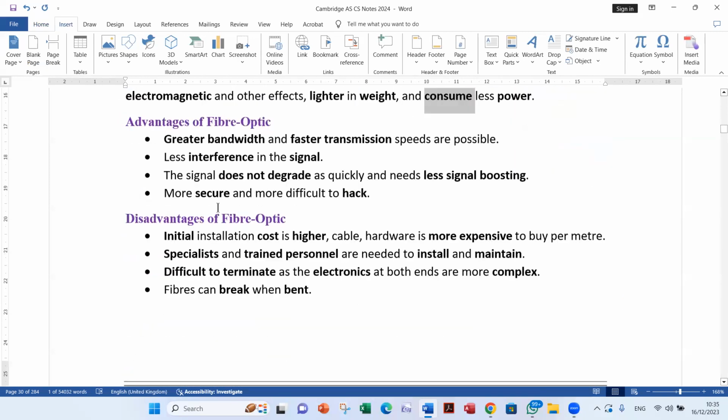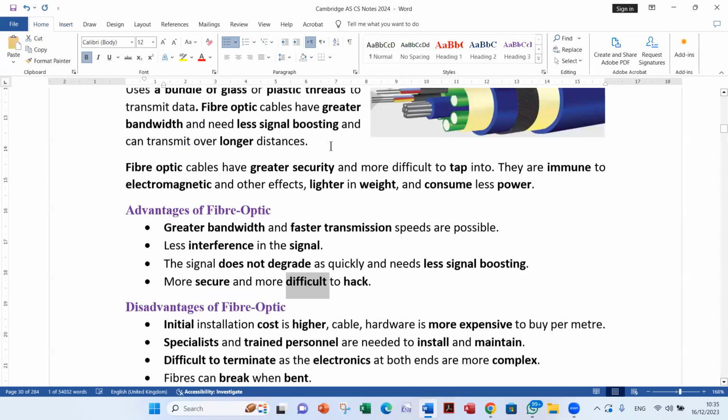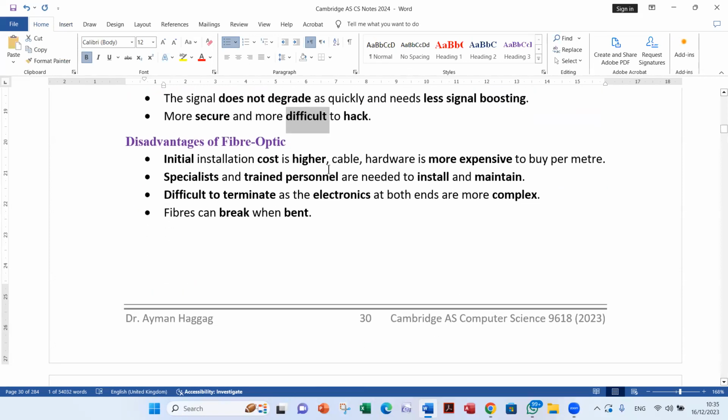Okay, and actually these are answers to questions from past papers. Okay, greater bandwidth and faster transmission speeds are possible. Less interference in the signal. The signal does not degrade as quickly and leads less signal boosting, more secure and more difficult to hack. As you can see, this question is reflecting the discussion we are having here.